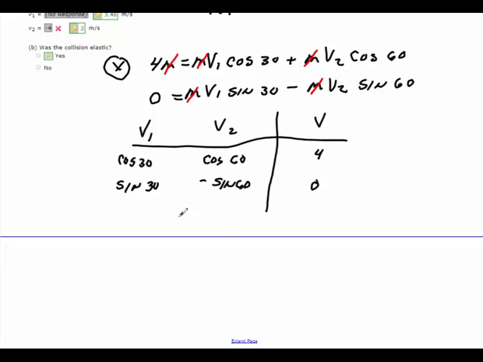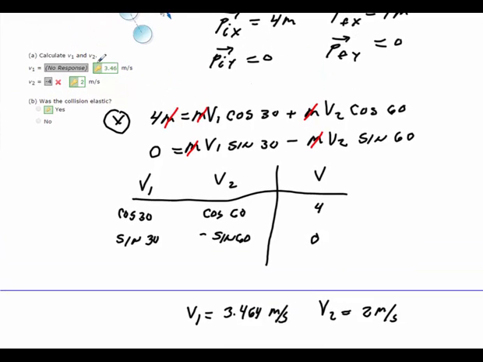Okay, and what that gives me when I do that in the matrices, and again, you don't have to do it this way, you could do it by substitution. That gives me V1 as 3.464 meters per second, and V2 as 2 meters per second. Alright, now, I didn't cover those up. Actually, there's the answer right there. You can just prove it. I made the proof.